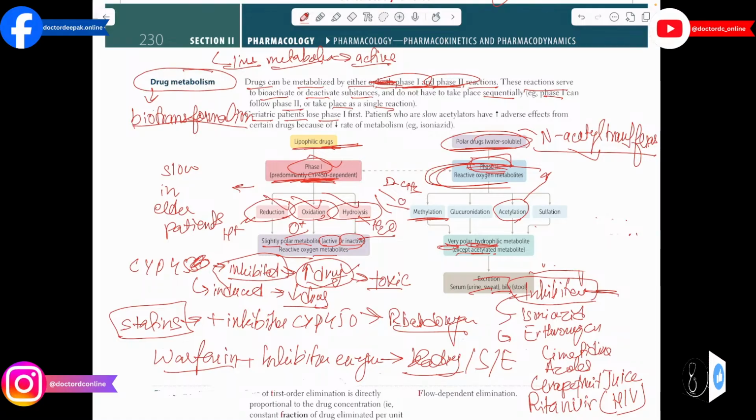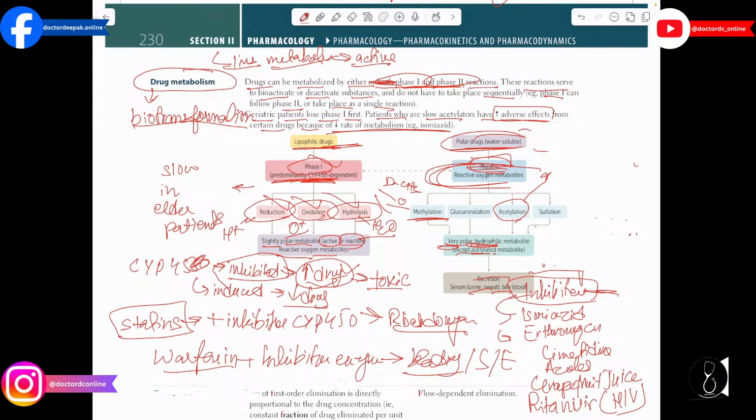Geriatric patients have slowed phase 1. Patients who are slow acetylators have increased adverse effects from certain drugs because of decreased metabolism, due to a decreased amount of hepatic N-acetyltransferase. With the decreased rate of metabolism of drugs like isoniazid, procainamide, hydralazine, and sulfasalazine, it will give an adverse effect to that patient. That's all about drug metabolism. See you in the next lecture.